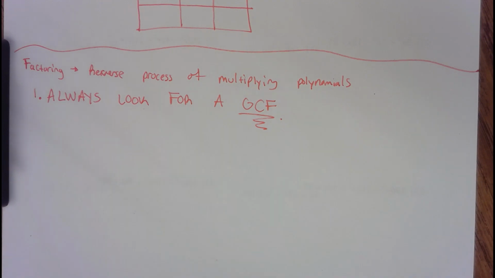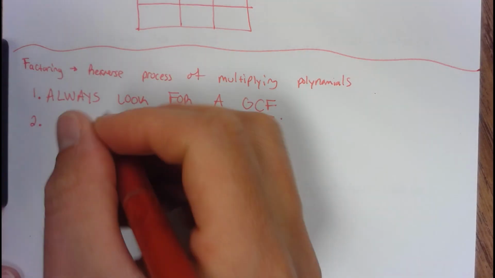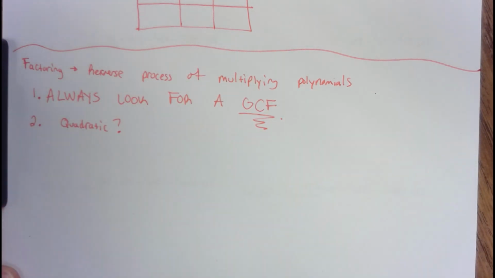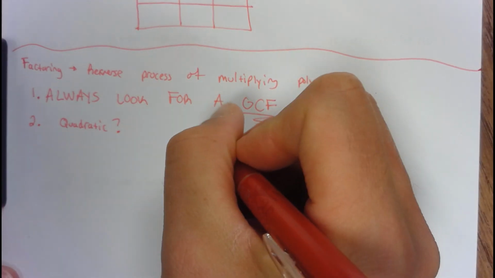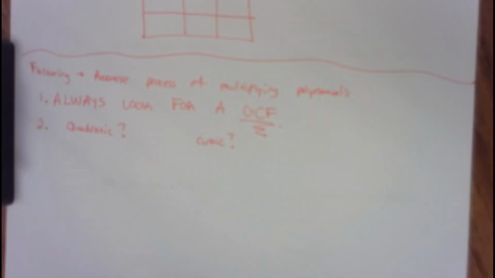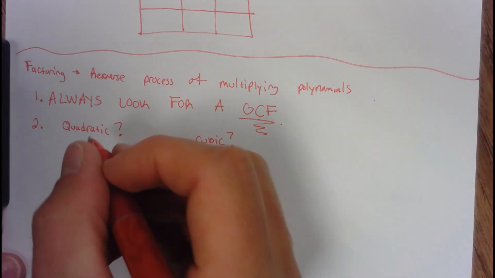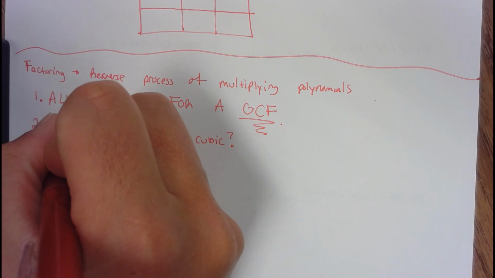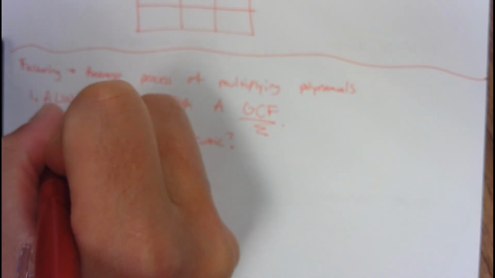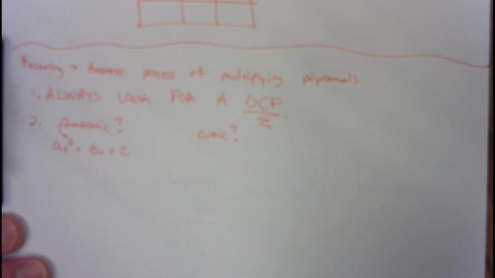The next thing that you're going to have to decide is, what am I trying to factor? Am I factoring a quadratic or am I factoring a cubic? Because it happens a little bit differently. So step 2, do we have a quadratic? Or do we have a cubic? Here's how we can tell the difference. Quadratic means that we have an x squared term. So it's ax squared plus bx plus c. What defines it as quadratic is the largest exponent of 2.